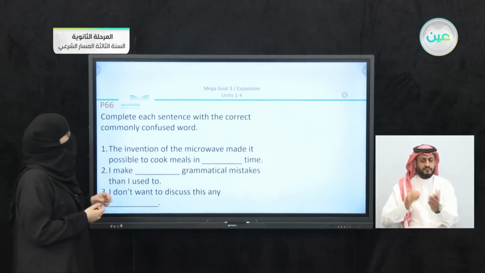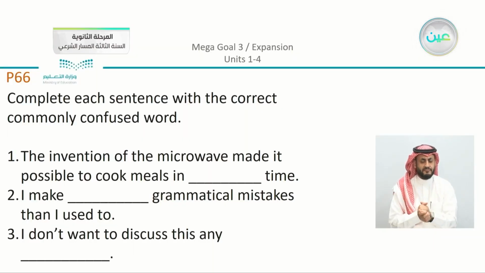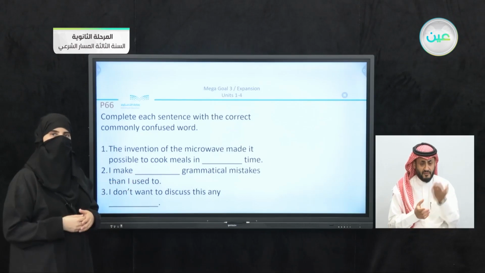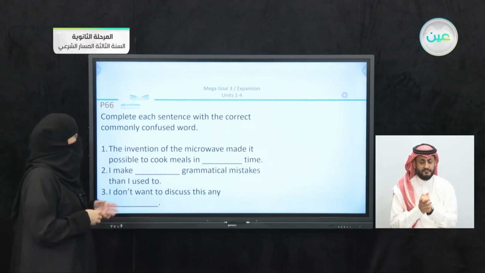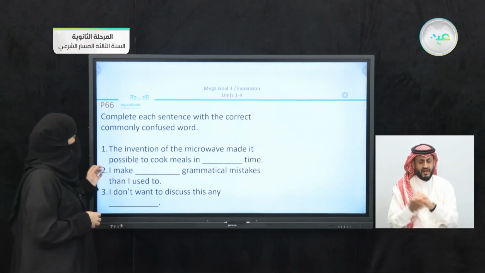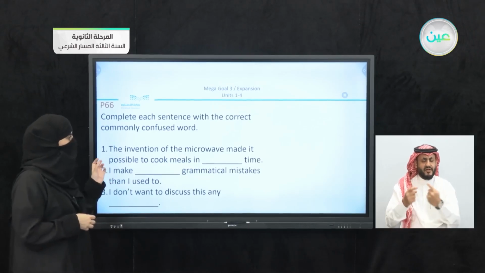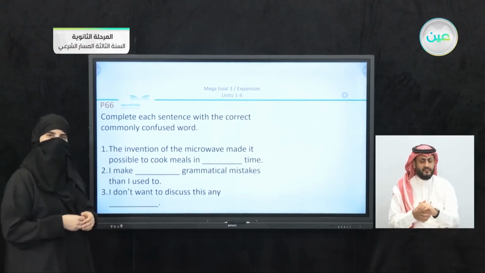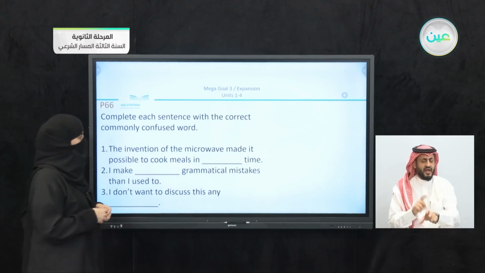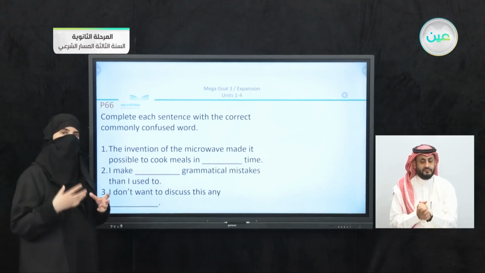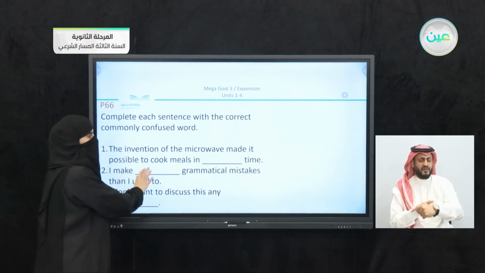Now complete each sentence with the correct commonly confused word. We do have just 3 points here that we are going to answer together, based of course on the words that we discussed. The invention of the microwave made it possible to cook meals in blank time. So what can you say? We are going to use a microwave to reduce the time, so we can say in less time.